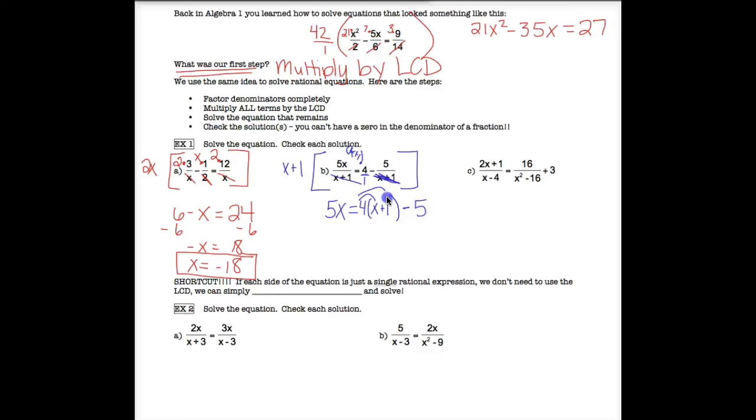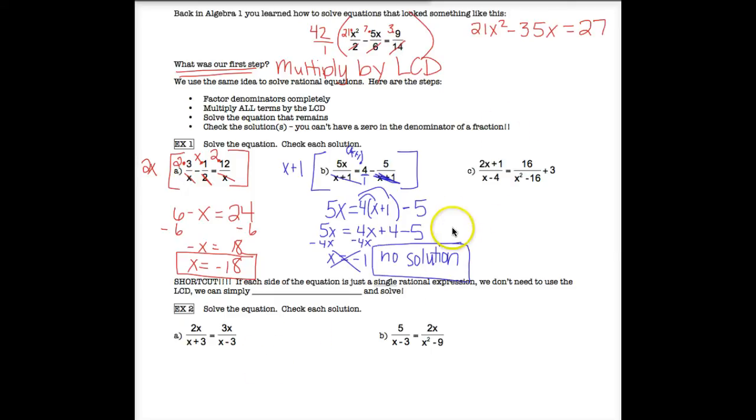So now I'm going to solve. First I'm going to distribute, so I've got 5x equals 4x plus 4 minus 5. So then all my x's on one side, numbers on the other, so move this over. 5x minus 4x is x, 4 minus 5 is negative 1. So I've got x equals negative 1. Plug it back into my denominators. Negative 1 plus 1 would be 0. So I would get 0 in the denominator of a fraction when I solve that. So that means that even though I got an answer, it's extraneous, it doesn't work, so we have to write no solution on this one.